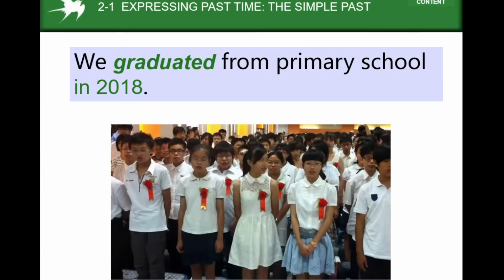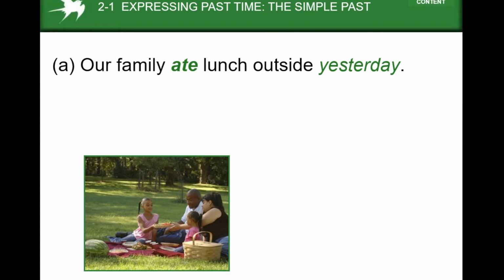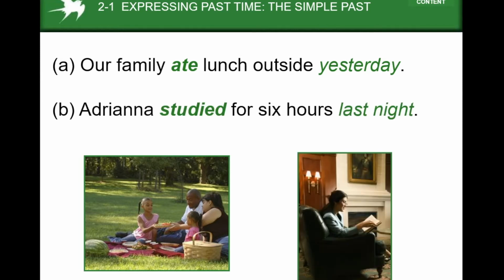We graduated from primary school in 2018. Our family ate lunch outside yesterday. Adriana studied for 6 hours last night. These are all examples of completed actions in the past.